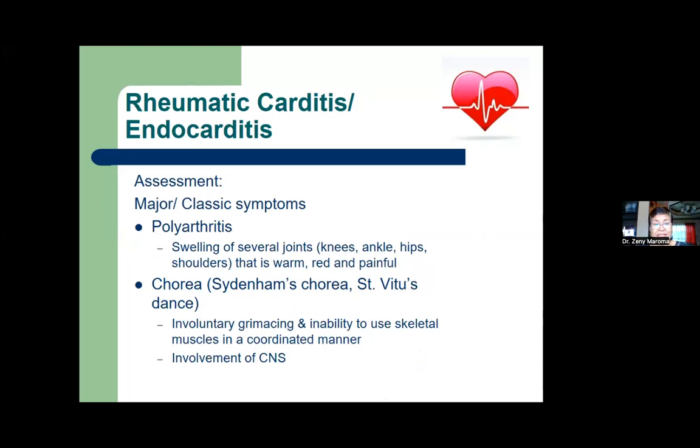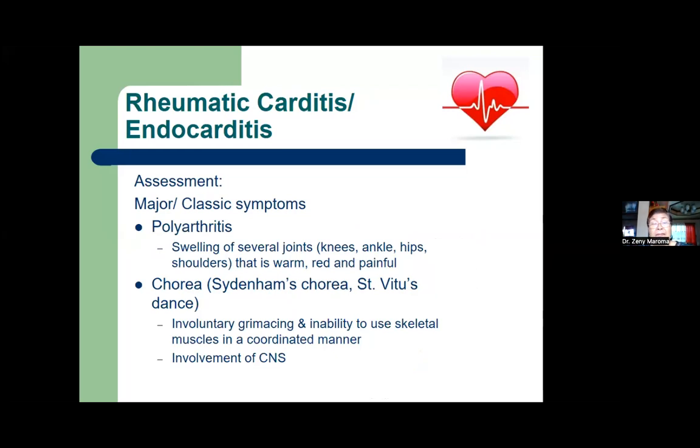Another major manifestation is polyarthritis, wherein there's swelling of several joints: the knees, the ankle, the hips, shoulders. This is warm, red, and painful. Therefore, a patient has chronic pain and impaired mobility.